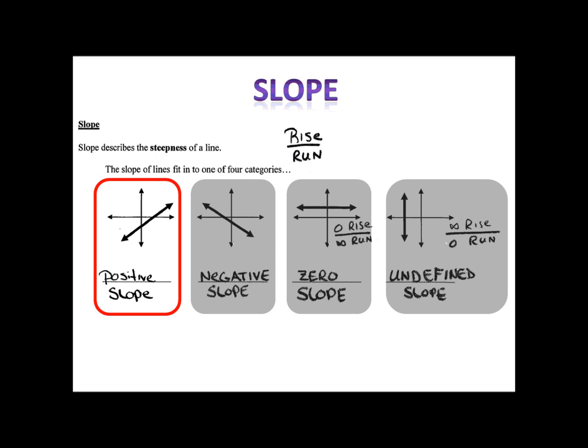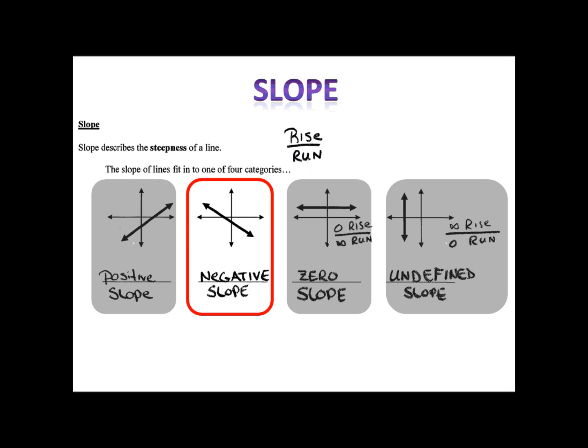Slope fits into one of 4 categories. When we look at lines, we always look from left to right. Notice in the first example here in the red box, when we go from left to right, the line goes upward. We say that that has positive slope. The second one, when I look at it from left to right, the line goes downward. We say that has negative slope.